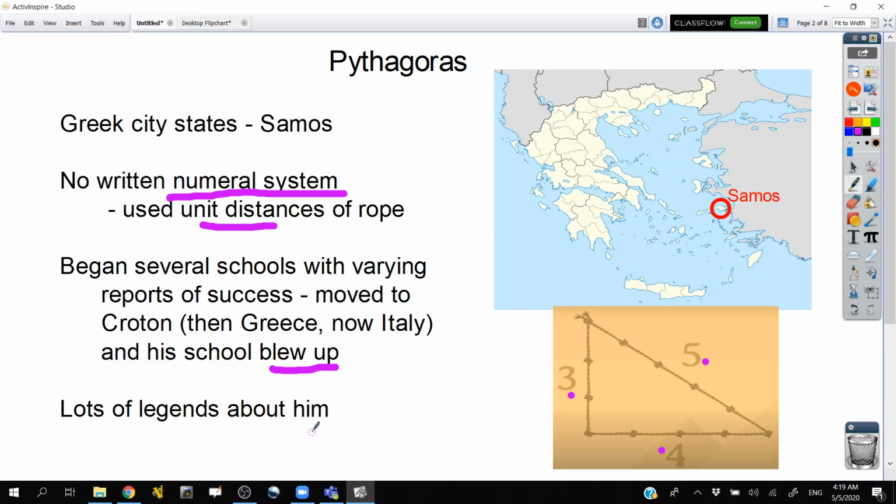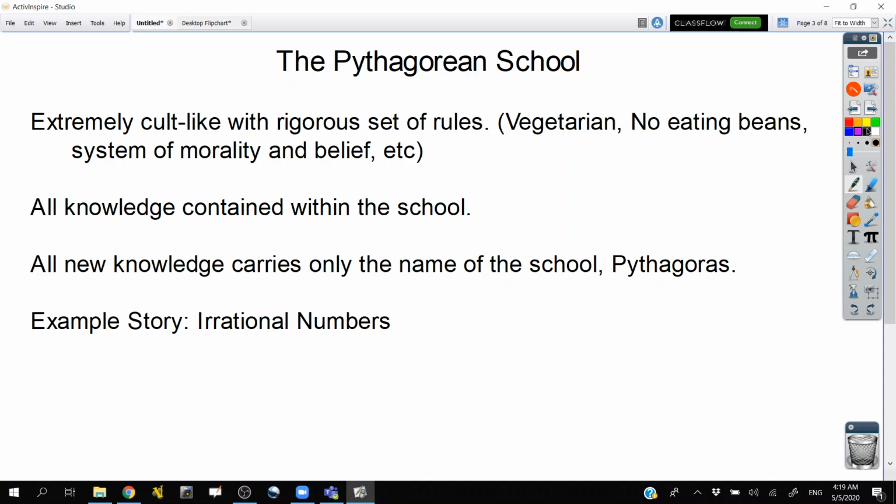Some of the legends that you've probably heard attributed to other people were originally about Pythagoras. One of the big ones actually is after Pythagoras moved to Croton, supposedly he walked on water. Like 400 years BC, which is interesting. So the Pythagorean school, he started a school, lots of schools actually.